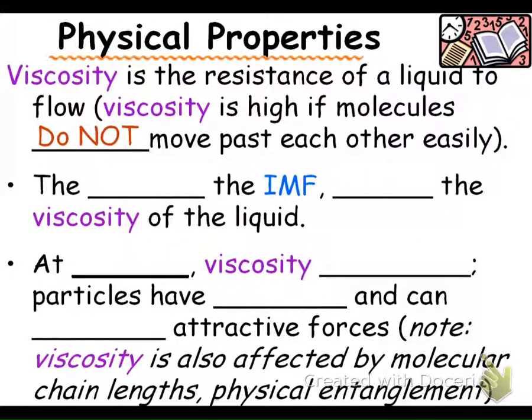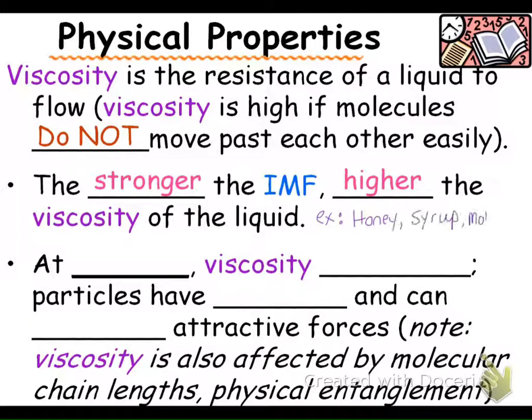Viscosity is the resistance of a liquid to flow. Viscosity is high if molecules do not move past each other easily. The stronger the intermolecular force, the higher the viscosity of the liquid. So if I'm talking about the intermolecular forces and viscous liquids, honey, syrup, and molasses are all really good examples of viscous liquids because they do not slide past each other very easily.